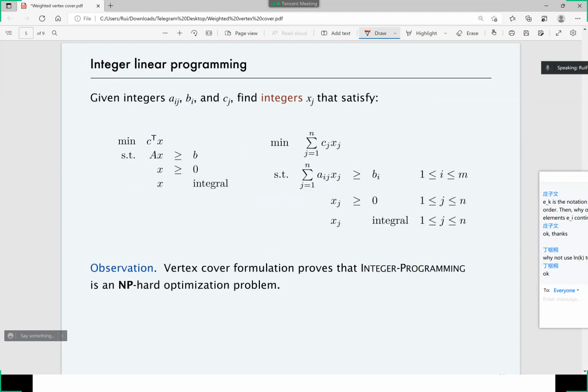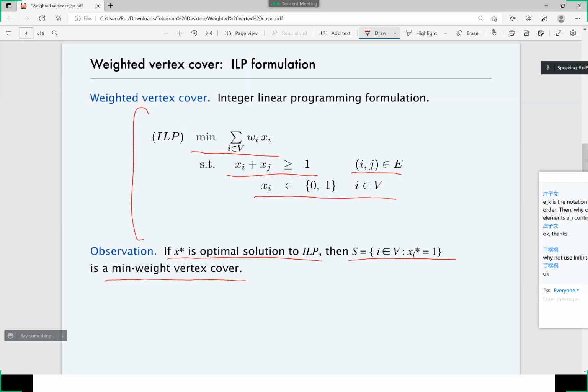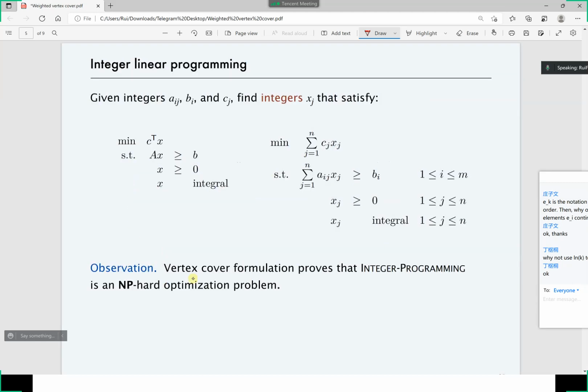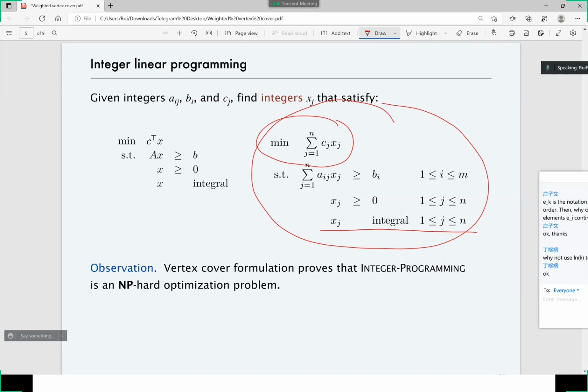Also, you can write this a bit more nicely. This particular ILP is an instance of the more general integer linear programming problem, where you have some sort of linear objective, and then you have a bunch of constraints. These are also linear constraints. And then finally you have these integrality constraints. So this is the general formulation for ILP.